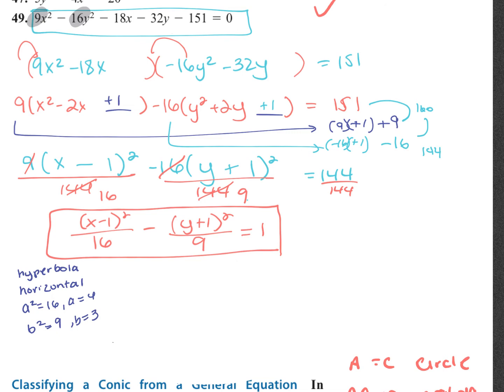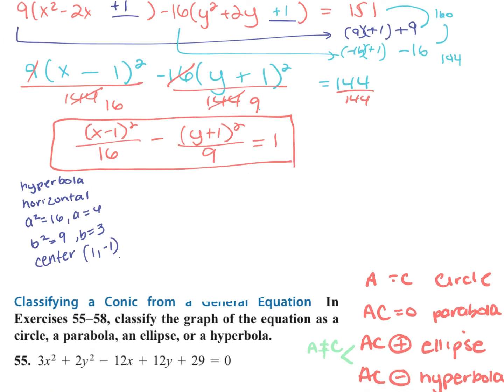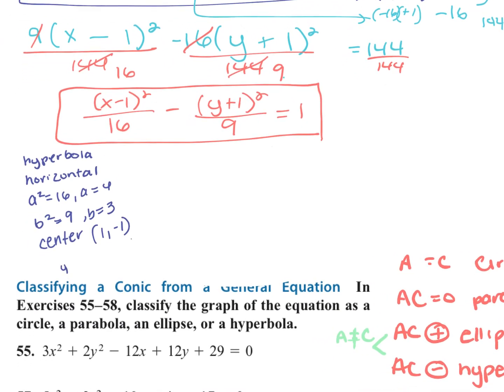I could tell you my asymptotes already, right? Oh, my center, sorry, is the last thing I have to find. Center: 1, negative 1. So I can already tell you the asymptotes before I even get to the graph. Y equals negative 1 plus and minus, because it's horizontal, it's b over a, 3 over 4, x minus 1. And that can get left just like that.